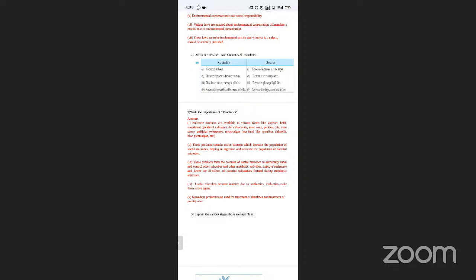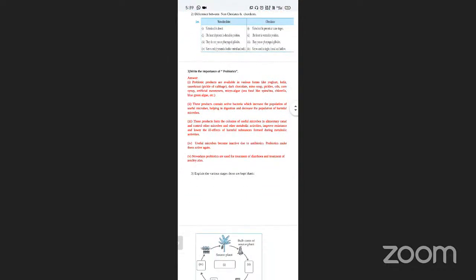Then fourth point, useful microbes become inactive due to antibiotics. Probiotics make them active again. What do useful microbes become? They become inactive if we use antibiotics. So probiotics make them active again. Nowadays, probiotics are used for the treatment of diarrhea and treatment of poultry as well. So probiotics are of great importance. You can write the importance of probiotics here for 2 marks.